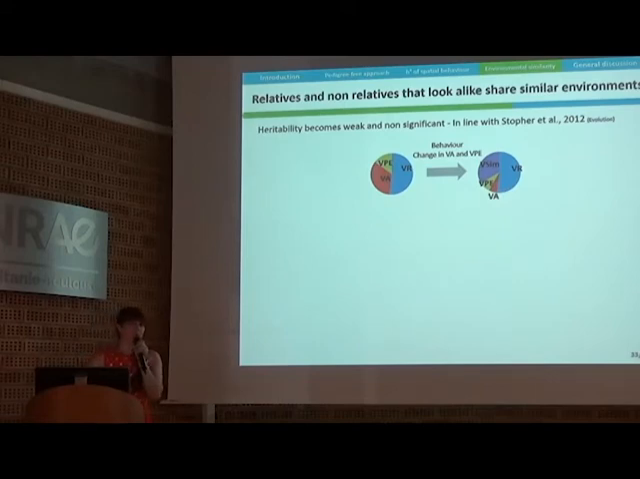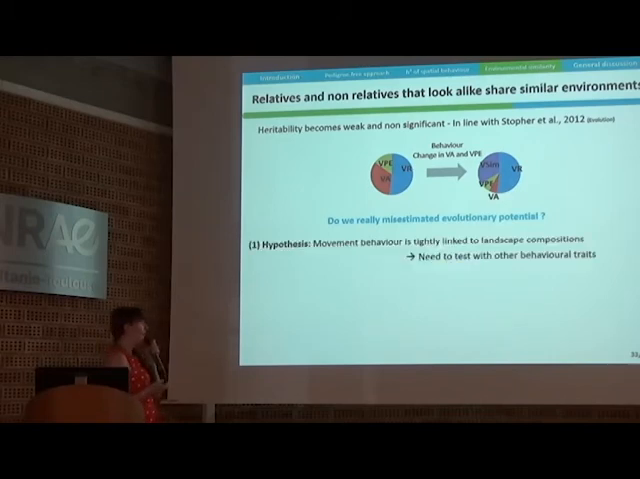So when we account for shared environment, it means that we should have misestimated the genetic variation and the permanent environmental variation. So biologically, it means that relatives that share genes and non-relatives that look alike share the same kind of environment. But does it mean we really misestimate the evolutionary potential? Well, not necessarily. First, because movement behavior is tightly linked to landscape composition, and it might be difficult for the model to distinguish it.